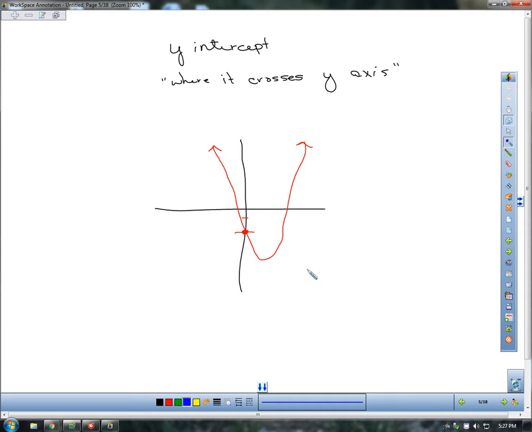The y-intercept is where it crosses the y-axis. So right there, it's always going to have one. You will never have two y-intercepts because this will make it not a function. Okay? So we will never have two y-intercepts with a quadratic.